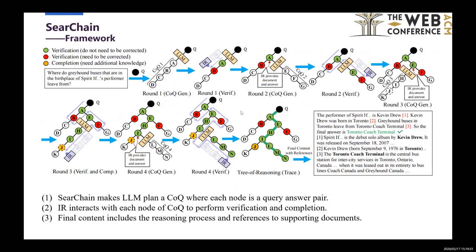This process is a node-identified depth-first search on a tree, called the tree of reasoning. The final content includes the reasoning process and references to supporting documents.